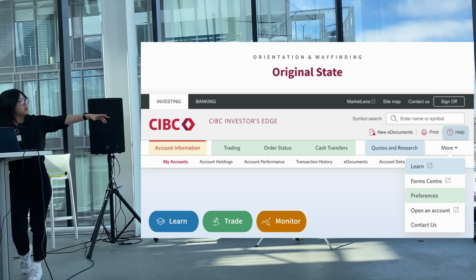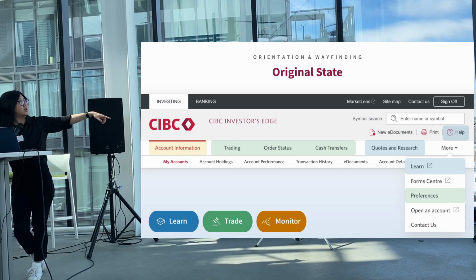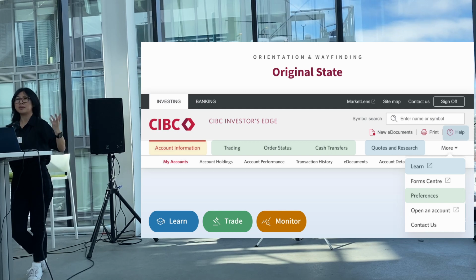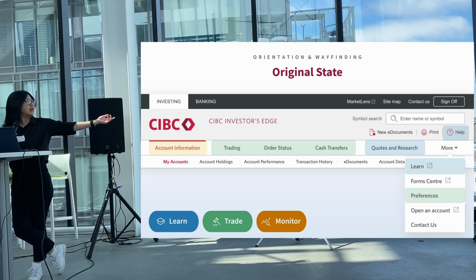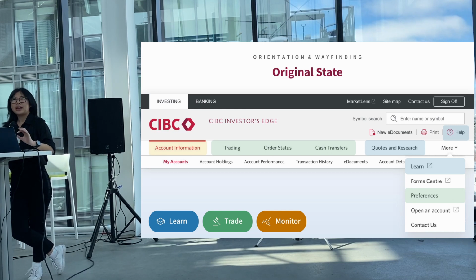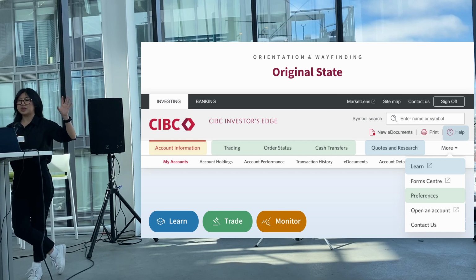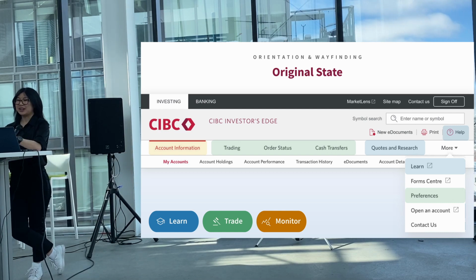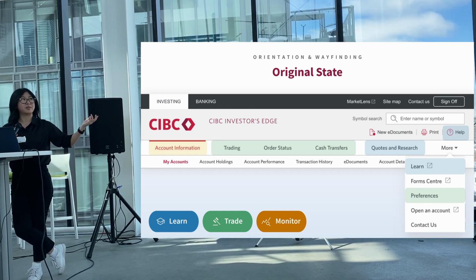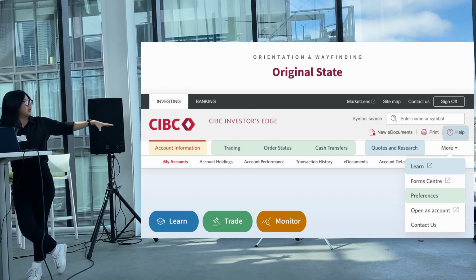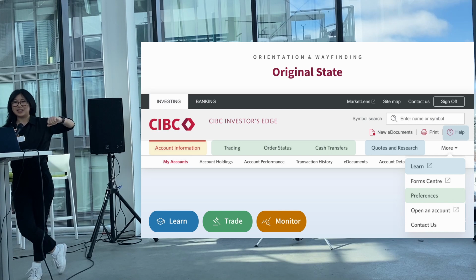You can see help is highlighted at the top right. We have quotes and research for learning about different companies. And then the learn under the more menu to support learning about the platform. Trading here is limited to trades, orders, cash transfers, and in this original state, all other transfers and account-related transactions were located under preferences, which I will touch on in a few slides. And finally, for monitoring, users could view their holdings and performance and all their other account details under account information. I don't know how well you can see the highlights here, but there you go.